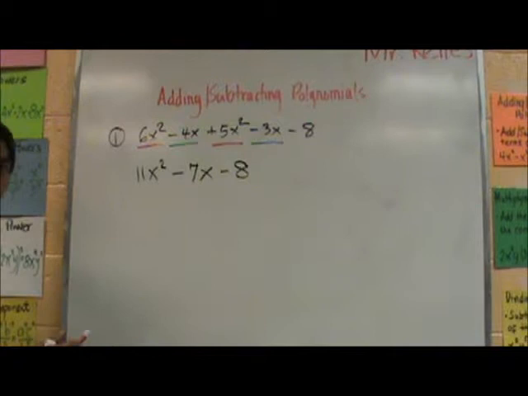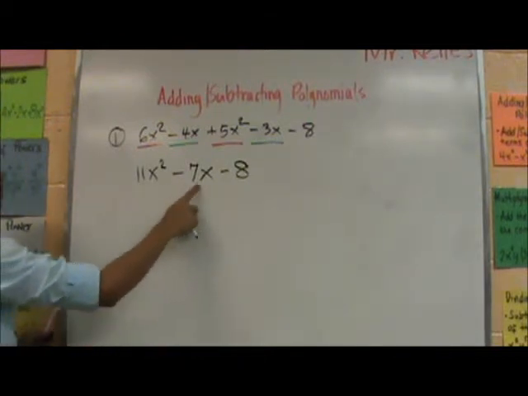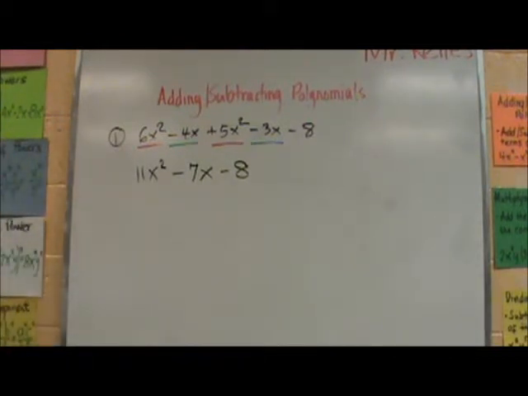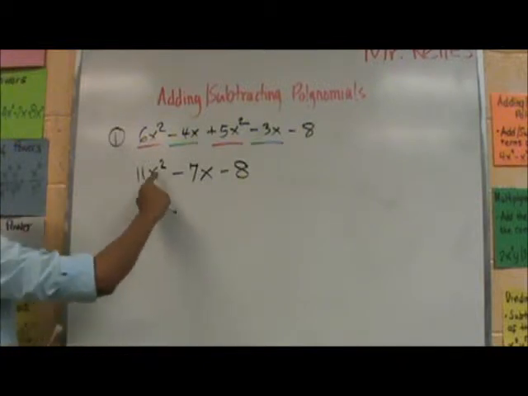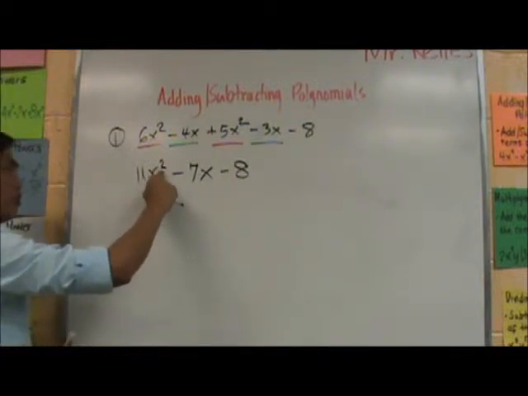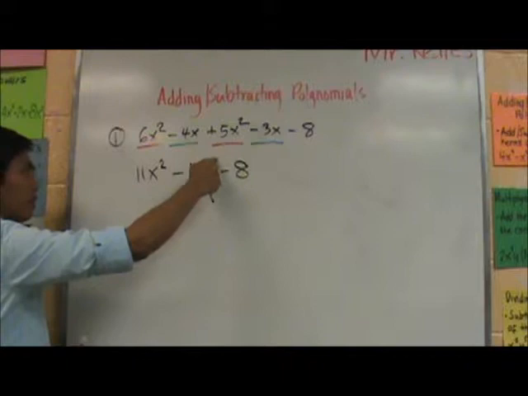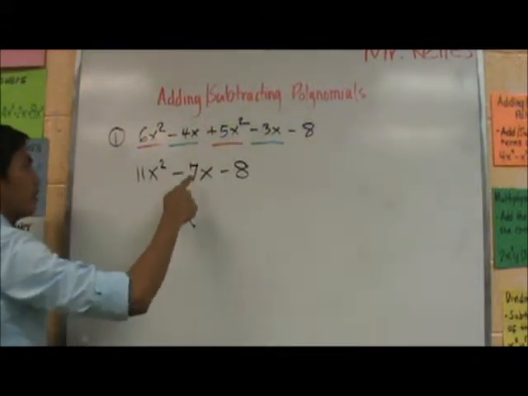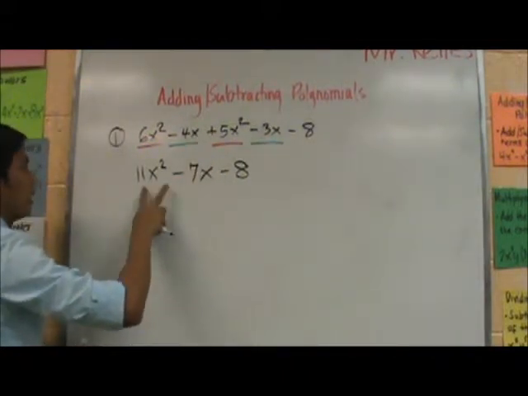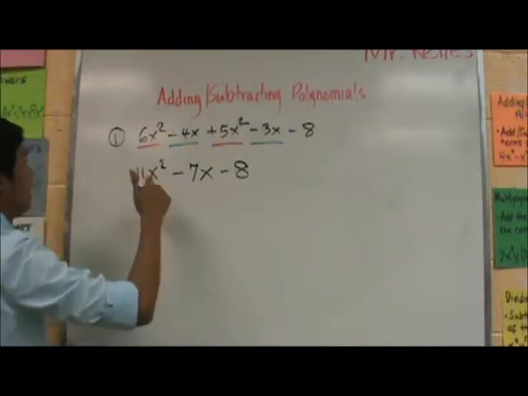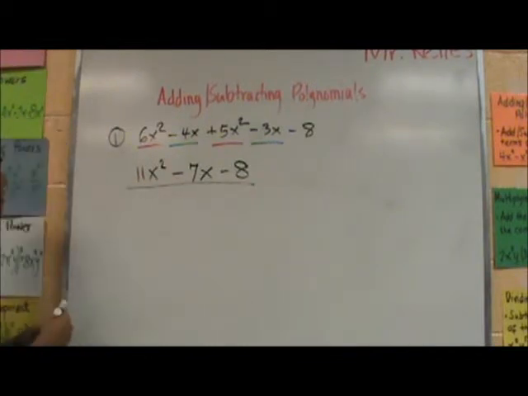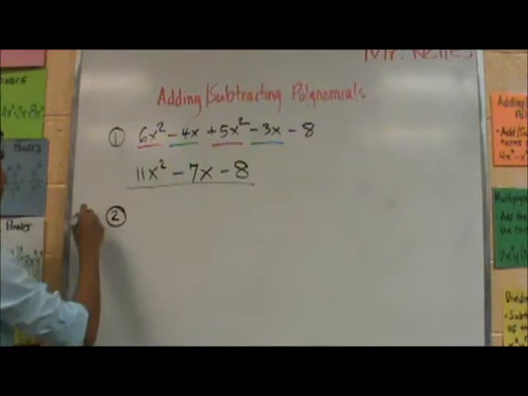Now, a lot of students are asking me, can we combine them? No, you cannot combine them because the first term has an exponent of 2, and the second term has an exponent of 1, which means they are unlike terms. They're not the same. That means we cannot combine them, and that will be the final answer. Let's try number 2.